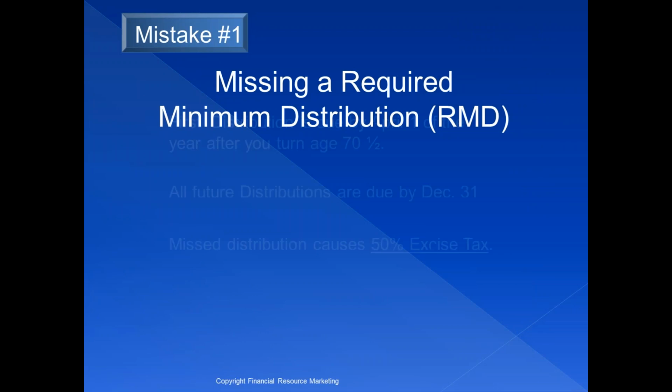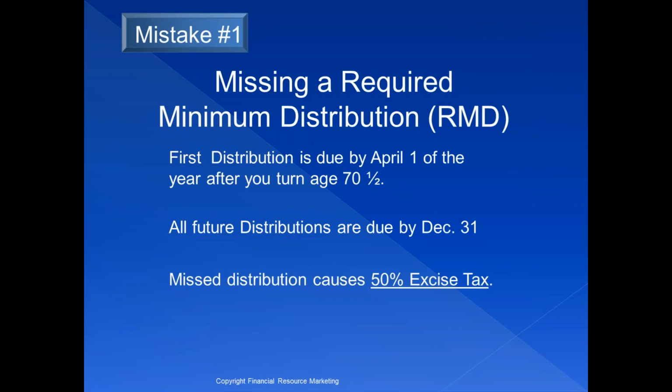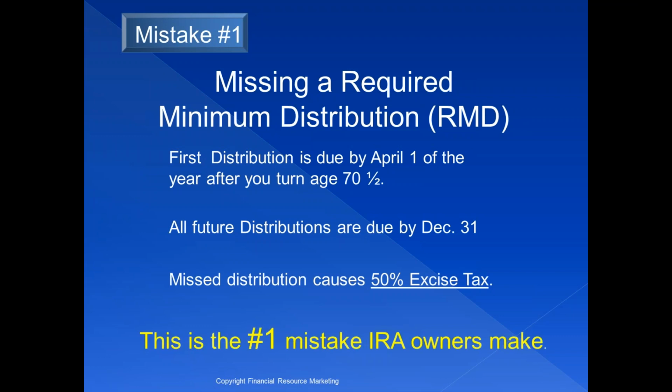So I'm going to jump right into mistake number 1 in the book, and that's missing a required minimum distribution. The first distribution is due by April the 1st, the year after they turn age 70 and a half. All future distributions are due by December 31st of subsequent years. If they, for whatever reason, miss a distribution, that could result in a 50% excise tax. And folks, this is the #1 mistake that's made not only by IRA owners, but by their beneficiaries.